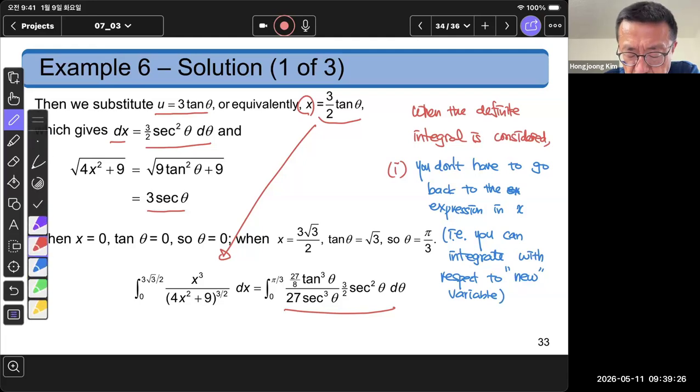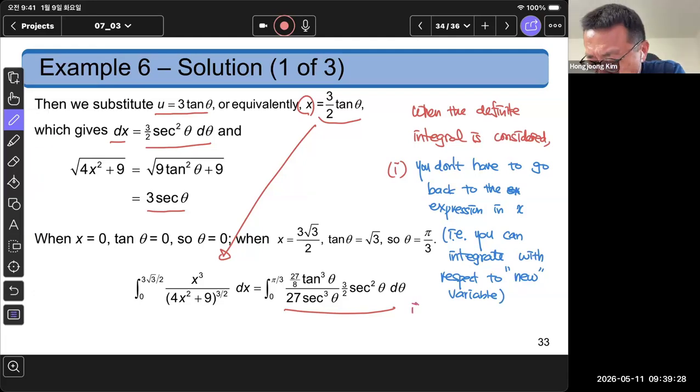And second, you need to be careful with the integral domain.